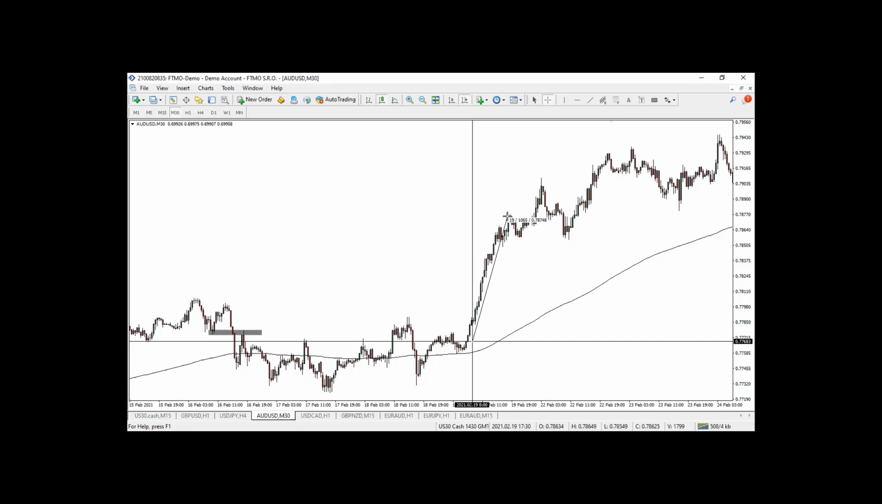So let's say you enter here at one standard lot, and one standard lot is equal to $10 per pip. By the time it hits your stop loss, you will be losing $200, because 10 times 20 pips is equal to 200. That's your loss. Exactly, so that is if you lose in the market.